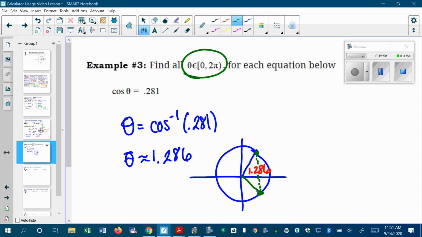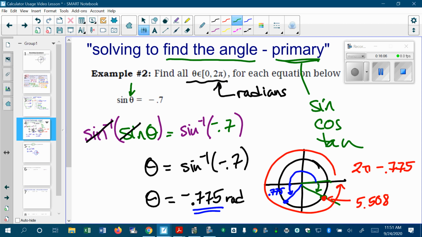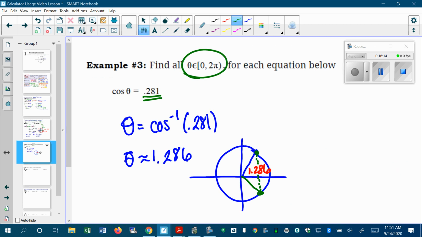So cosine being a positive number happens in quadrants 1 and 4. So in this previous question, sine was equal to a negative number. That happens in quadrants 3 and 4. So you have to think about what other quadrant is going to have the matching value. Okay, it's going to be straight across sometimes, but sometimes also diagonal, right? Tangent's weird.